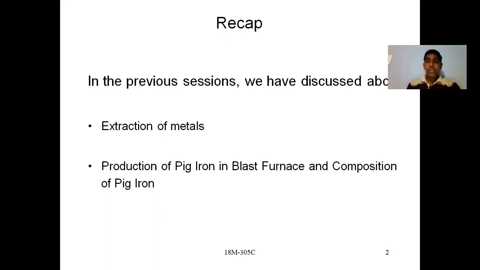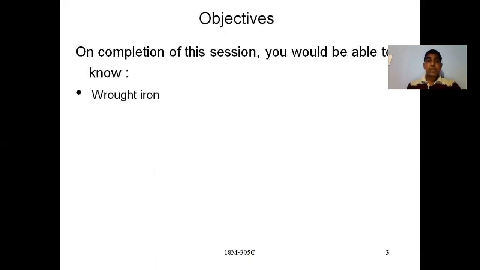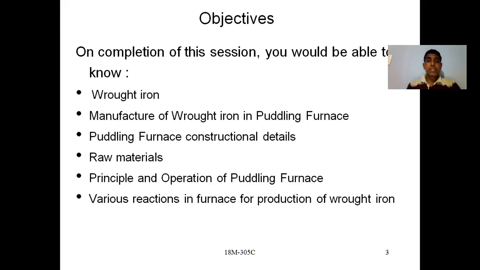Today in today's session, we are going to discuss these things, which are very, very important. Making, that is manufacture or production of wrought iron from a puddling furnace. So we have to know what is wrought iron and manufacture of wrought iron in a puddling furnace, puddling furnace constructional details, how the construction of the puddling furnace will be, and raw materials. What are the raw materials we are going to take into the puddling furnace to get wrought iron, and principle and operation.